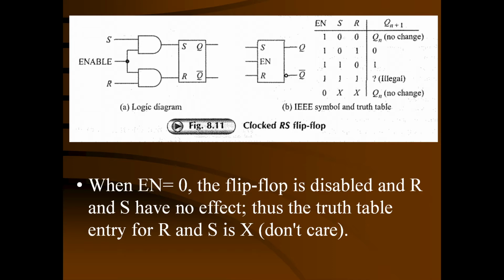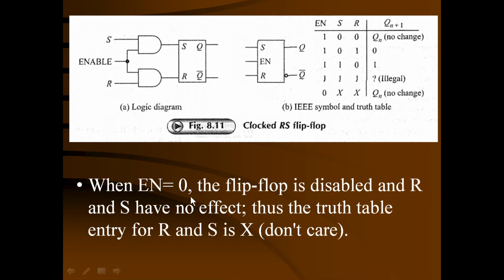That means it will store the output 1. And when you give the reset conditions, then the flip-flop is going to be reset and it will store the output 0. So this way, the flip-flop can be enabled or disabled using these two AND gates. And that's why it is called the gated flip-flop, or it is known as a clock RS flip-flop.